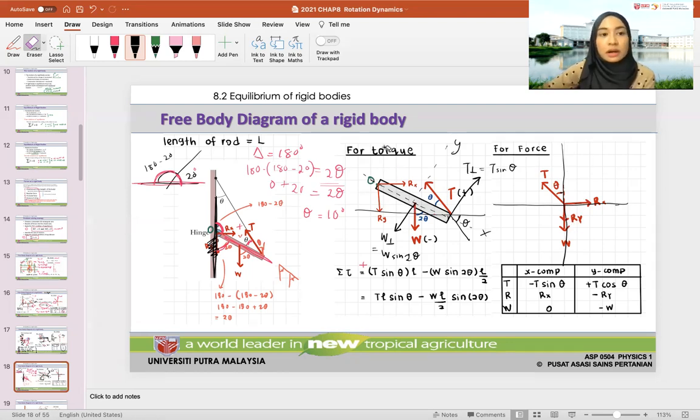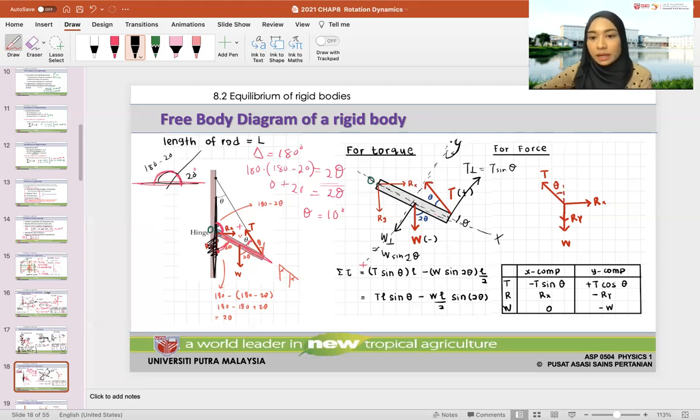Torque follows the direction of the beam. Force biasa, we use the axis that we define. With that being said, can I change my axis to become the same axis as the beam? Can I do that or not? Boleh actually. You can. So, kalau kita define our axis for the force, this is our X and this is our Y, my free body diagram would look different than this one.